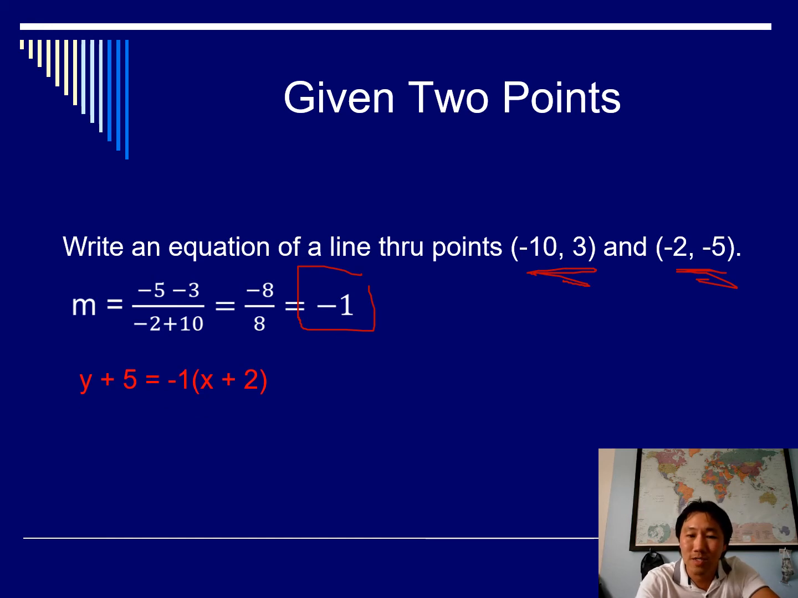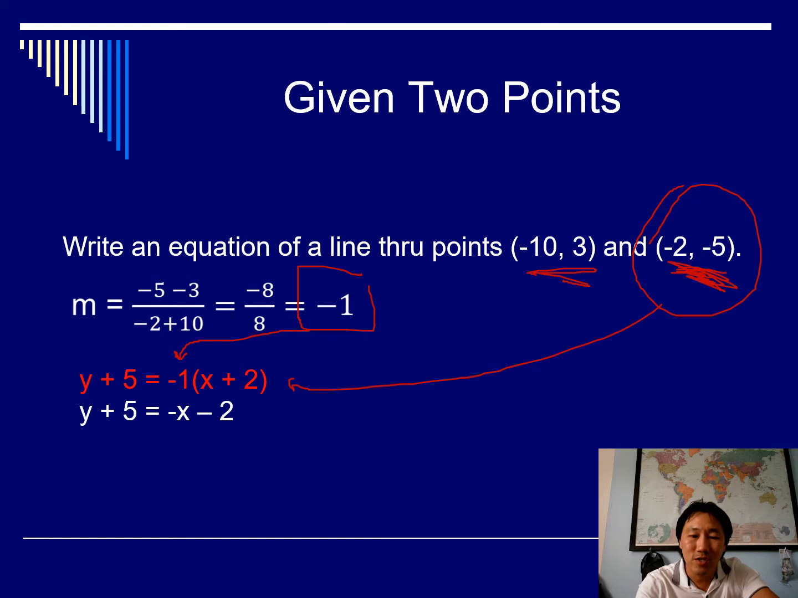I chose the second one just because it looks like there were smaller numbers. So plugging it in, there is the answer in point slope form: y plus 5, and there's the slope, I put it in here, -1, times the quantity of x plus 2. Okay, use only one point. Don't use both.